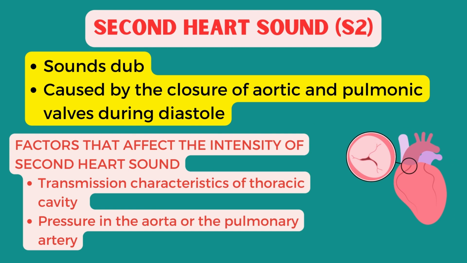The second heart sound is caused by the closure of aortic and pulmonic valves during diastole. Similar to S1, the second heart sound intensity is affected by the transmission characteristics of thoracic cavity and the pressure in the aorta or the pulmonary artery. For instance, in diseases like pulmonary hypertension, S2 is found to be louder in intensity.